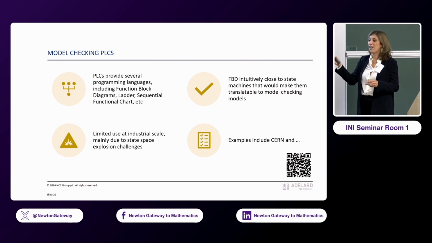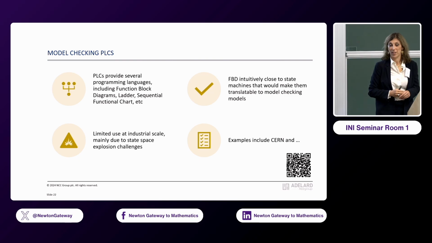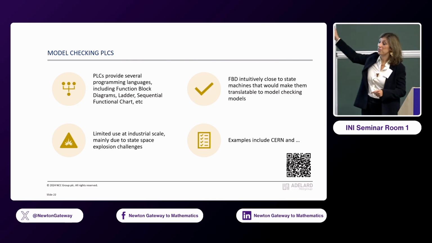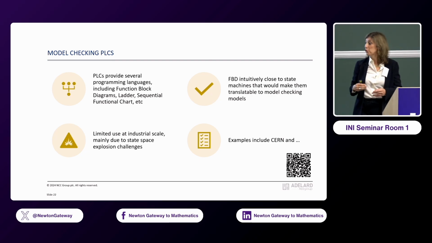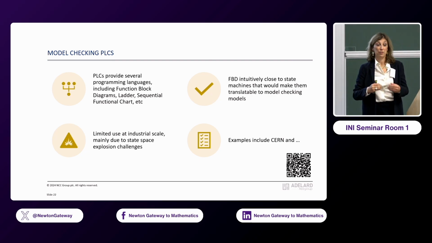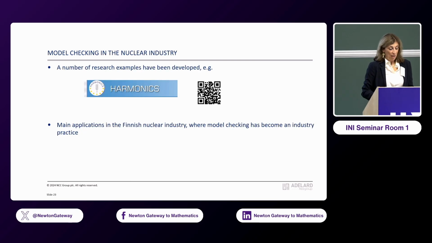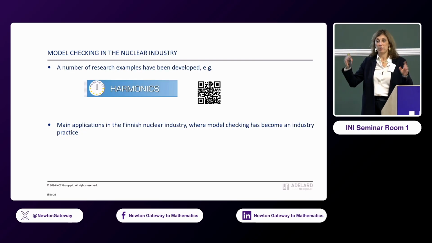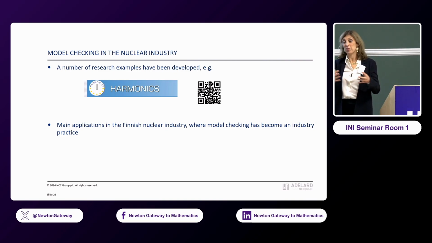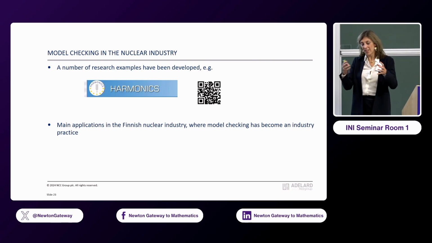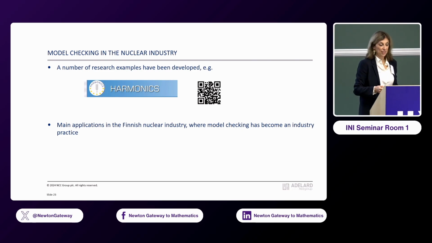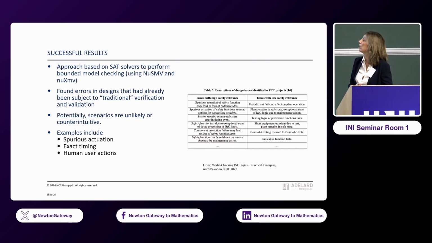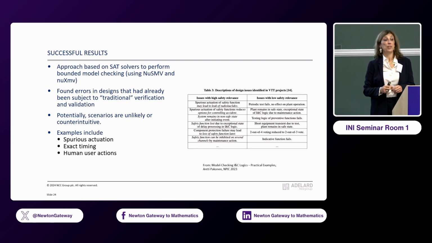So having said that, there's not a lot of applications of model checking at large on these industrial systems. There's some examples at CERN. CERN have been pushing that and using PLCs for some of their applications. We did some work a while ago on Harmonics, which is a European project, again on using model checking. But it was a research project, and it looked at an example, and it found it.